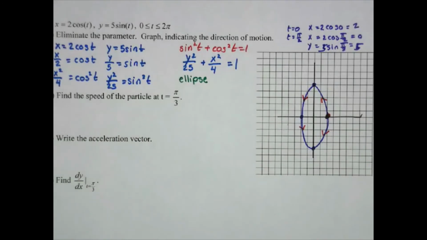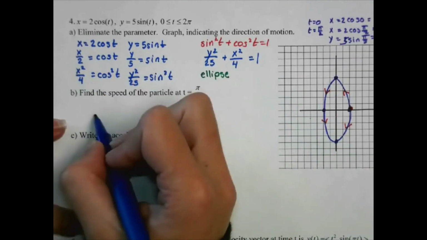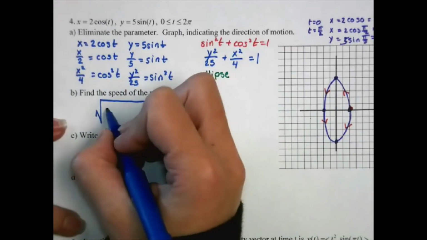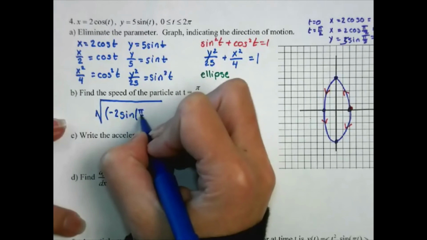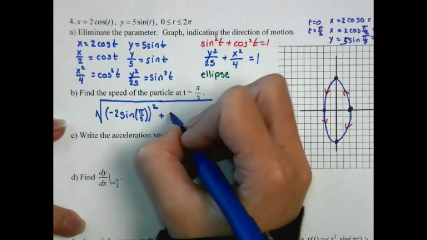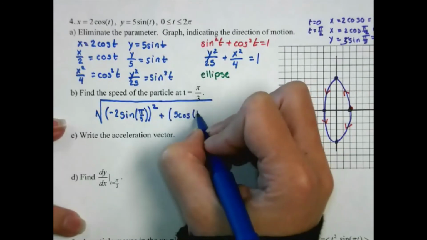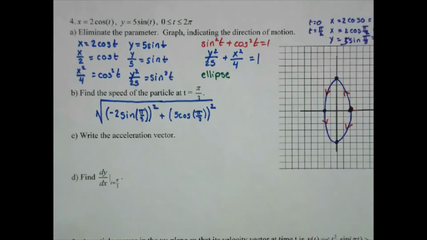The speed of the particle at t equals pi over 3. So this is going to be the square root of the derivative of x, which is going to be -2 sine t, but I'm going to replace the t with pi over 3, squared, plus the derivative of y, which is going to be 5 cosine. Instead of t, we're going to have pi over 3, squared. And we're just going to leave it like that. You can simplify it again, but we don't need to.